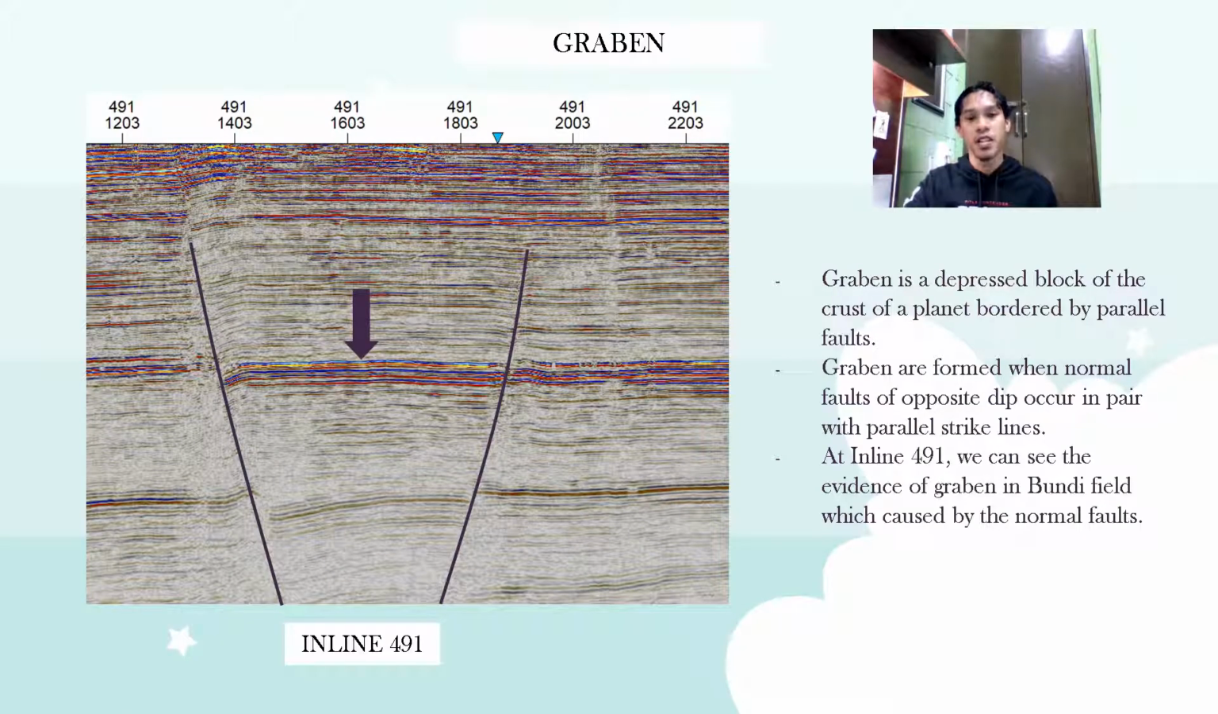Next, there is graben. Graben is a depressed block of the crust of a planet bounded by parallel faults. Grabens are formed when normal faults of opposite dip occur in a pair with parallel strike lines. Then we can see at inline 491 the evidence of the graben in the Bundi field, which is caused by the opposite dipping of the normal faults.